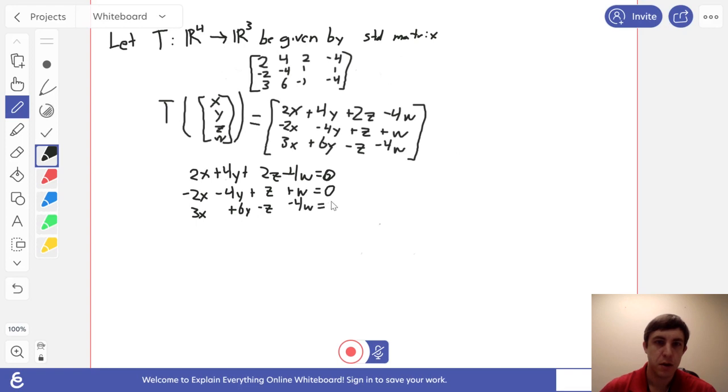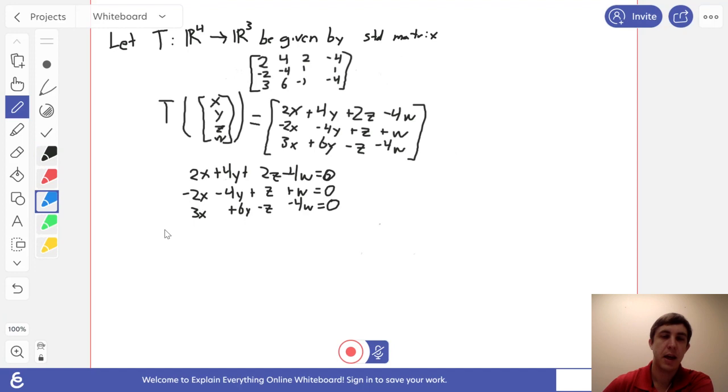So in other words, we need to solve a homogeneous system of equations in order to find the kernel. And so if we want to find a basis of the kernel, we are simply finding a basis of a solution set of a homogeneous system of equations, which is exactly what we did before. So let's finish this one out.